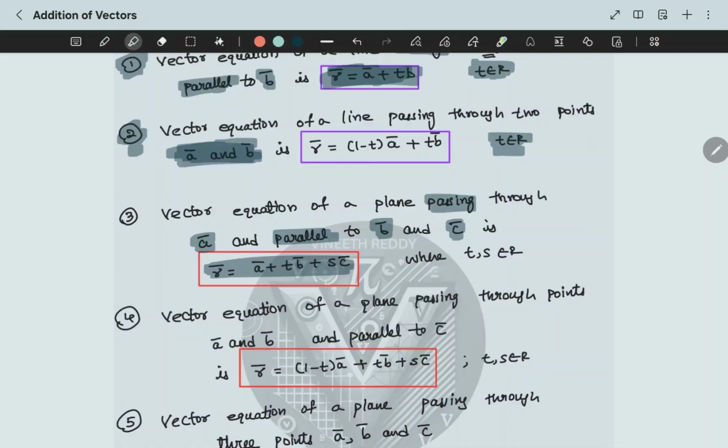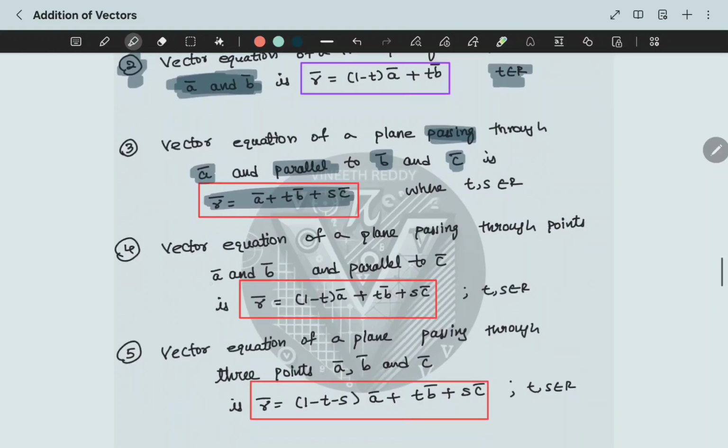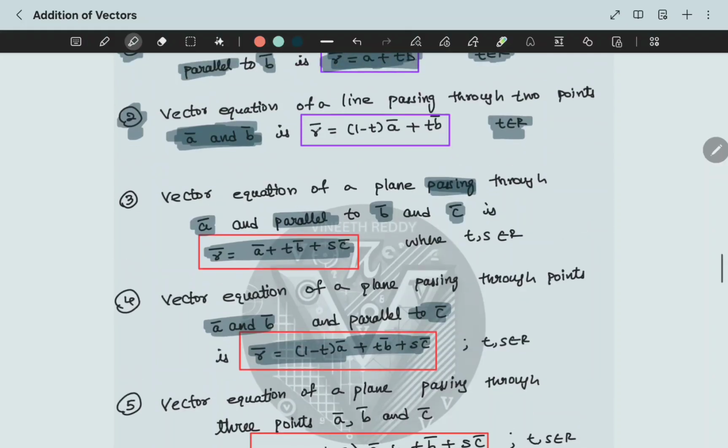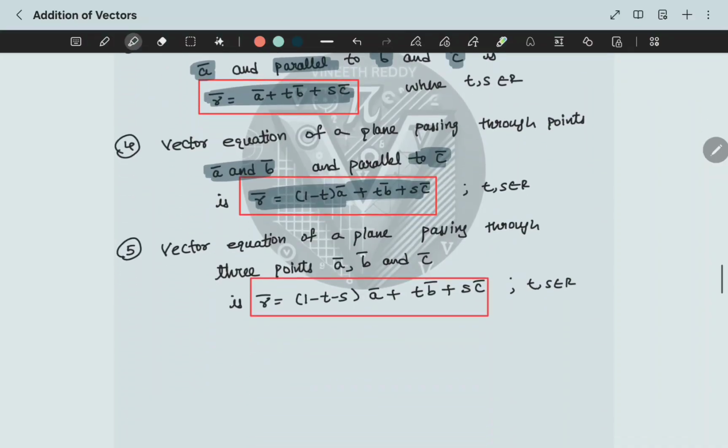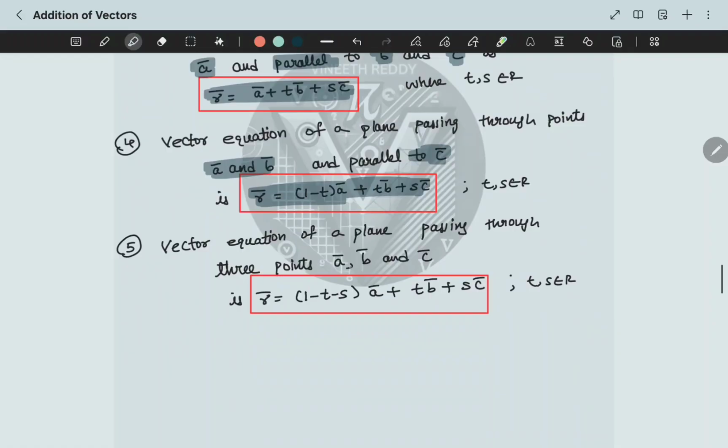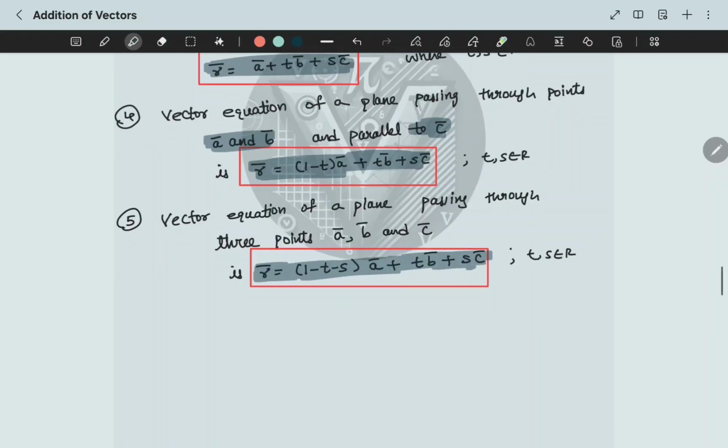Once again, I remind you that this is a vector equation of a plane passing through A and parallel to B and C. Now, vector equation of a plane passing through A and B and parallel to C is of this form. R bar is equal to (1 minus T) times A bar plus TB bar plus SC bar. Yes, you guessed it right. Add SC bar for the second point. We will be getting the fourth point, right? And the fifth point is the vector equation of a plane passing through 3 points A bar, B bar and C bar, 3 non-collinear points, as such, R bar is equal to (1 minus T minus S) A bar plus TB bar plus SC bar, where T comma S belongs to R, right?